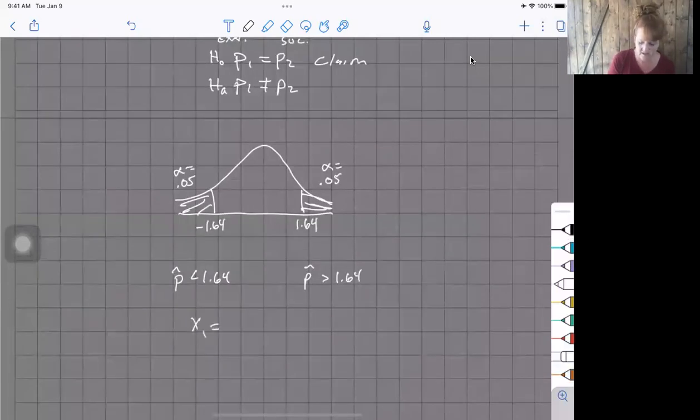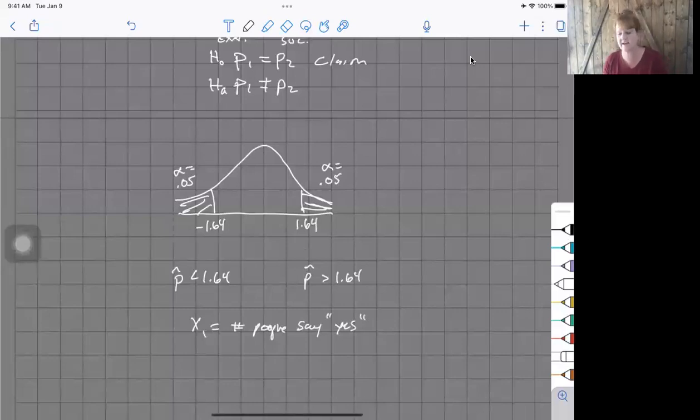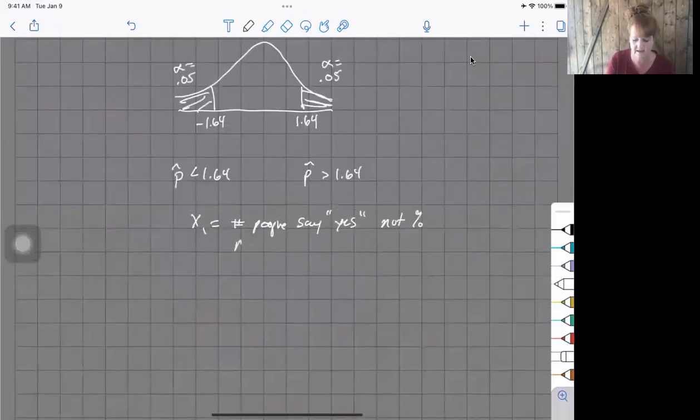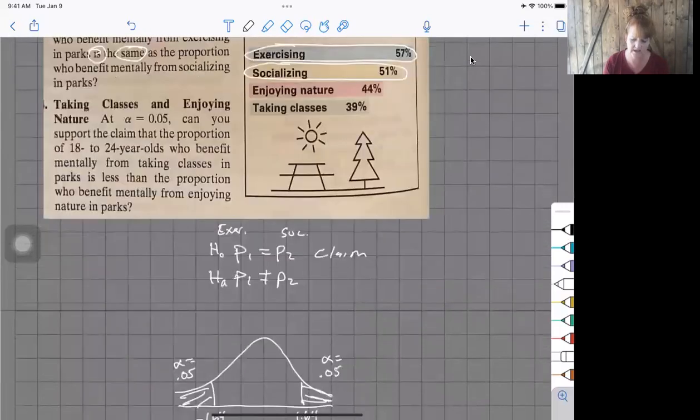X1 is the number of people who say yes to the situation. And again, we've talked about this. Yes may not actually be the word yes, but it's the affirmative to whatever your claim is. And this is not a percentage. It's the actual number of people that say yes. So the way you do that is you take your N1, your sample size for the first group, and you multiply by your P hat 1, which is your percentage of people in that first sample that say yes.